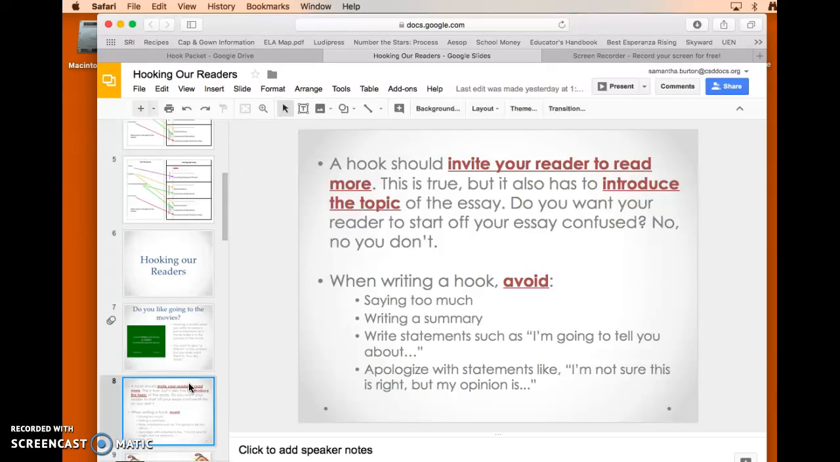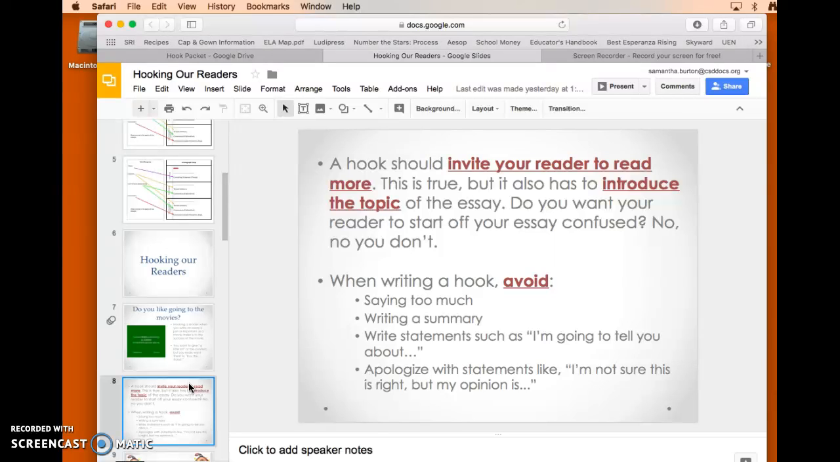So when we write a hook, we want to avoid saying too much. It's just going back to that movie trailer, like I said. If we put too much in that, then there's no point in seeing the movie. There's no point in reading the essay if you give too much in your hook. We don't want to write a summary. A summary gives away details and information that you might want to keep for later in the essay.